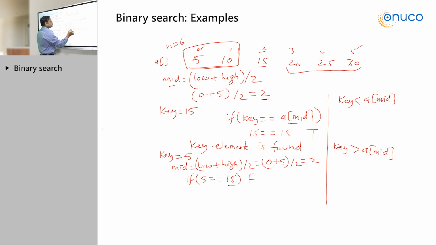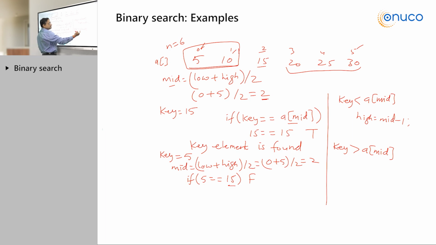If key is lesser than A of mid, now what will be the problem, friend? Key is present in this part, so low will remain low, and what will be high? High is mid minus 1. So in this case, high is mid minus 1. So that we find the new high value. Earlier high index was 5. Now high index is mid minus 1. 2 minus 1 is 1.